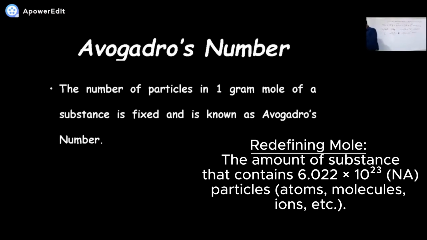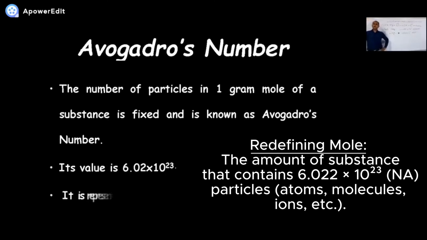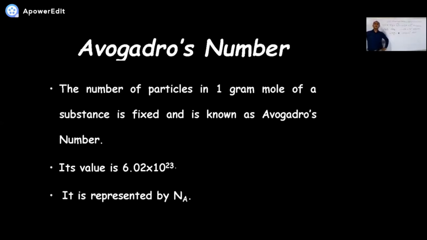So that is why you can see the definition. The number of particles in 1 gram mole of any substance is fixed and is known as Avogadro number. Its value is 6.02 into 10 to the power 23. It is represented by capital N, small a. So whenever you see N with capital A as a subscript, it will be representing Avogadro number.